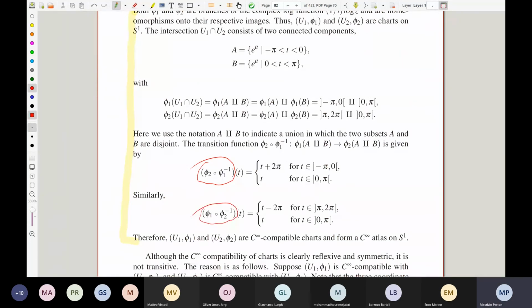Okay, it's not evident, and I strongly invite you to do this exercise. Now we don't have time, but I invite you to do it to understand what happens. But when you do this, at the end you will say, okay, this map is C infinity. This map is C infinity. So these two charts are compatible, and so by definition, these two charts make an atlas. This is the terminology for the set of all the charts. Make an atlas such that S1 is a differentiable manifold.